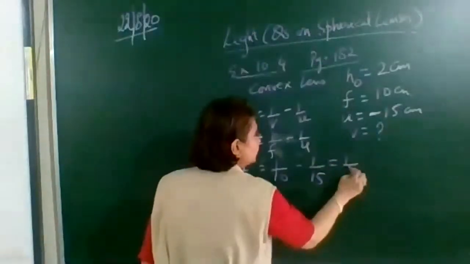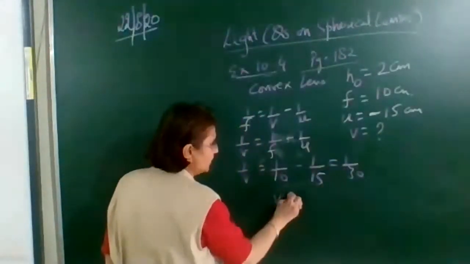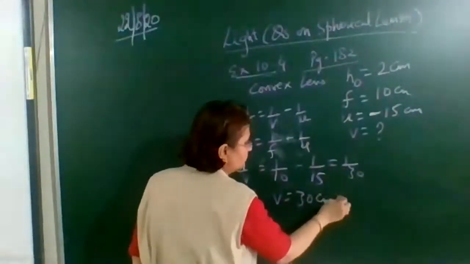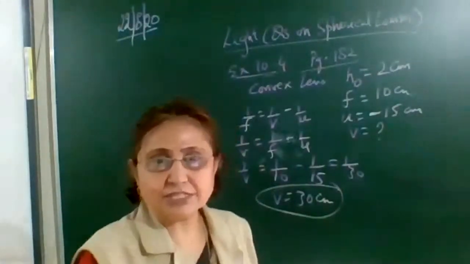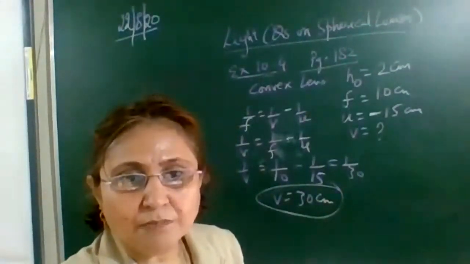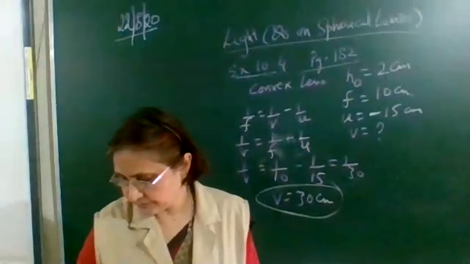This you will get as 1 upon 30. So what is the V distance? V distance is equal to 30 centimeters. Simplify. Okay, by taking the LCM, what do you get? V is equal to plus 30 centimeter.